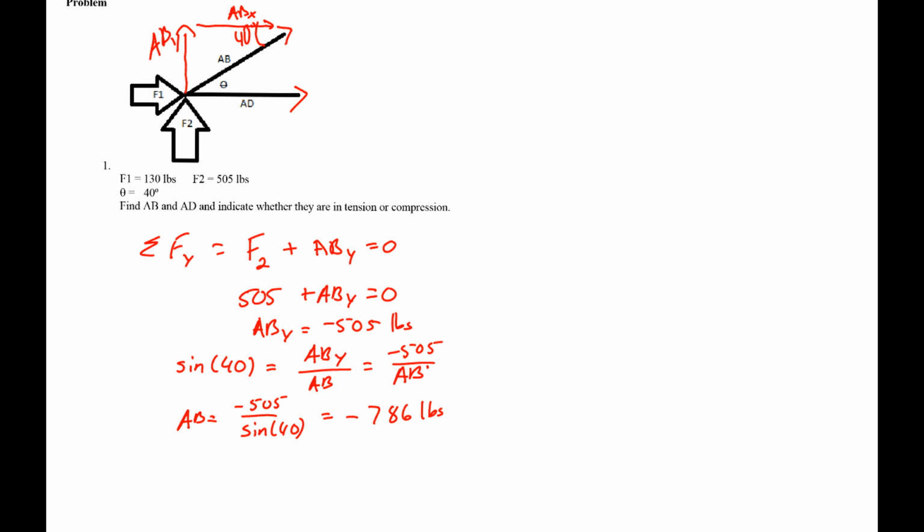Compression. So first thing we're going to do is switch the direction of the arrows. If you ever get AB or AD as negative, you want to switch the direction that all the arrows are pointing, just for that one. So we're going to have AB point that way, ABY now points down, ABX points left. Does that make sense to everybody what I did there? All right, and now we're going to drop the negative and say AB equals 786 pounds compression. Do you guys have any questions about that first part?